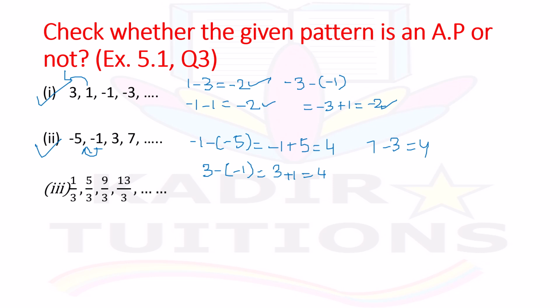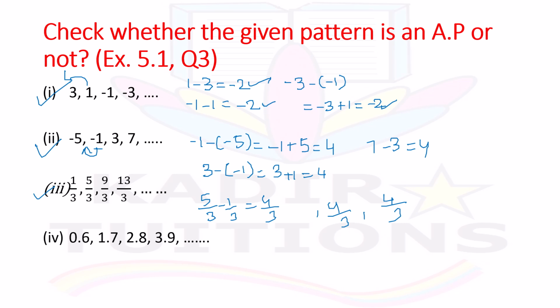Now let's see the next problem. Find the difference between the second and first term. It's nothing but 5 by 3 minus 1 by 3, which is 4 by 3. And 9 by 3 minus 5 by 3 is also 4 by 3. 13 by 3 minus 9 by 3 is also 4 by 3. Yeah, this is also an AP. We'll see the next problem. 1.7 minus 0.6, it's going to be 1.1. 2.8 minus 1.7, yeah, this is also 1.1. 3.9 minus 2.8, this is also 1.1.